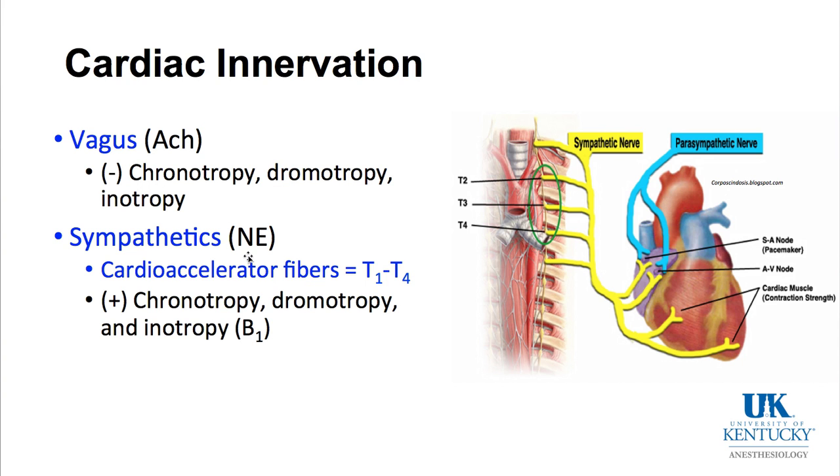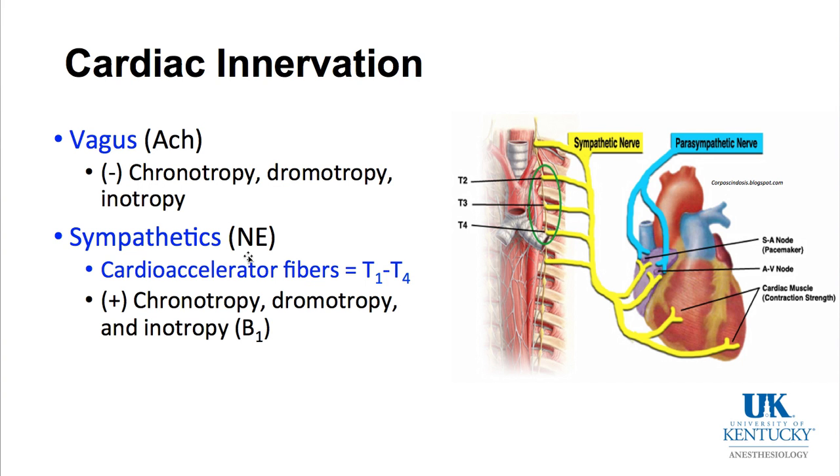Next topic is cardiac innervation. The picture at the right shows sympathetic nerve innervation of the heart from T1 through T4. The sympathetic nervous system extends from thoracic 1 to approximately L2, so this is the upper thoracic region. We call those the cardioaccelerator nerves, T1 through T4. And then the vagus nerve from the parasympathetic nervous system innervates the SA and the AV node.